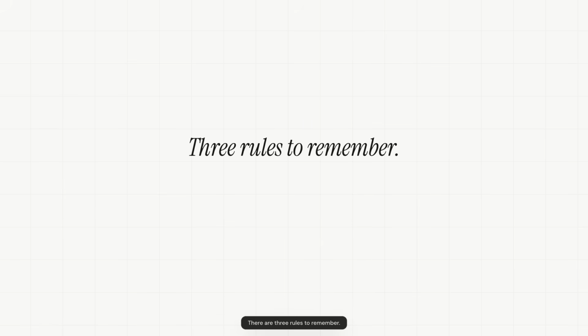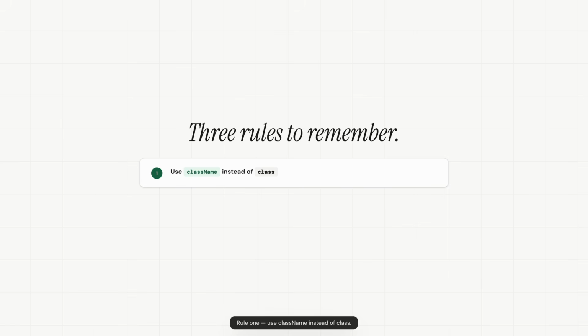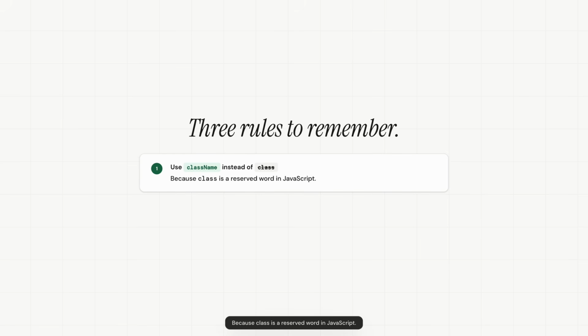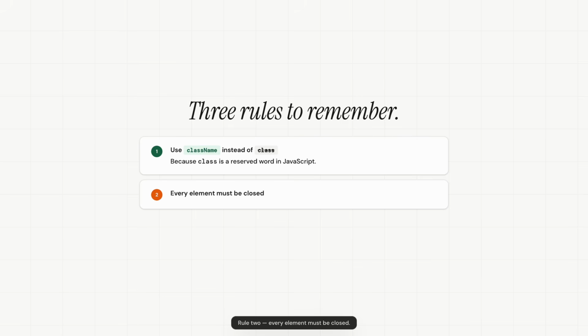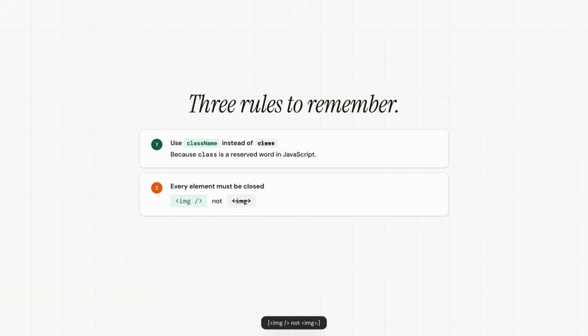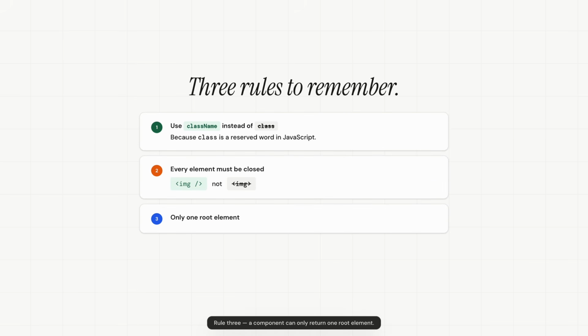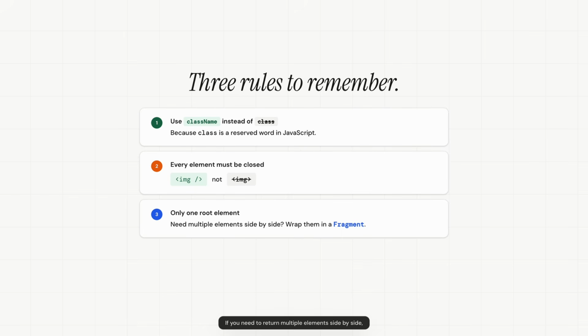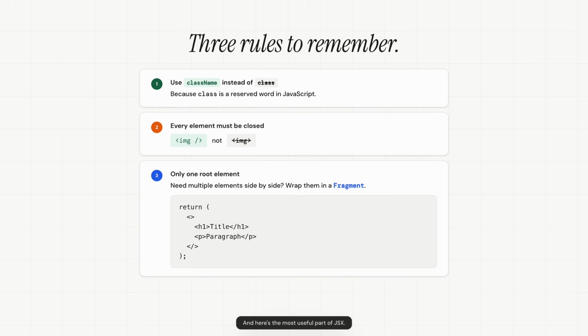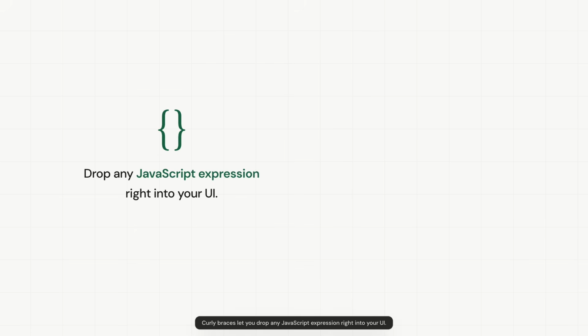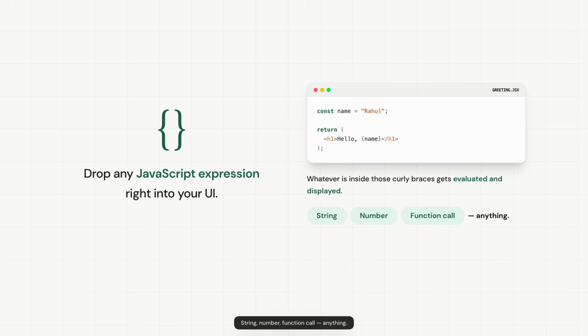There are 3 rules to remember. Rule 1, use className instead of class, because class is a reserved word in JavaScript. Rule 2, every element must be closed. Rule 3, a component can only return one root element. If you need to return multiple elements side by side, wrap them in an empty tag called a fragment. And here's the most useful part of JSX. Curly braces let you drop any JavaScript expression right into your UI. Whatever is inside those curly braces gets evaluated and displayed. String, number, function call, anything.